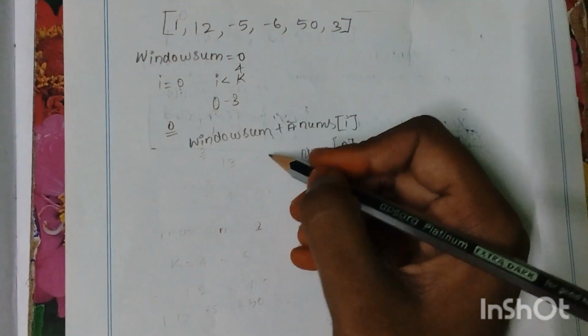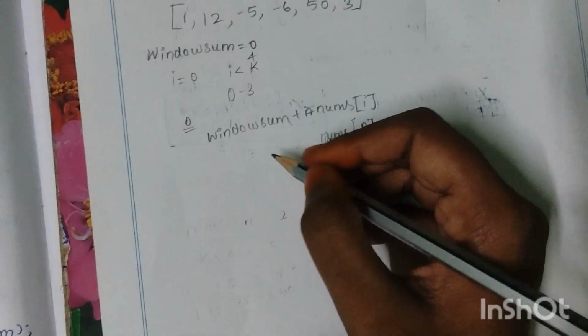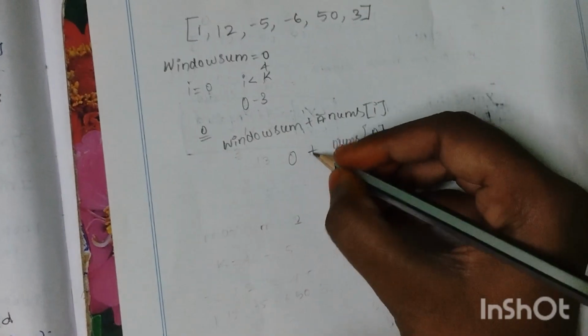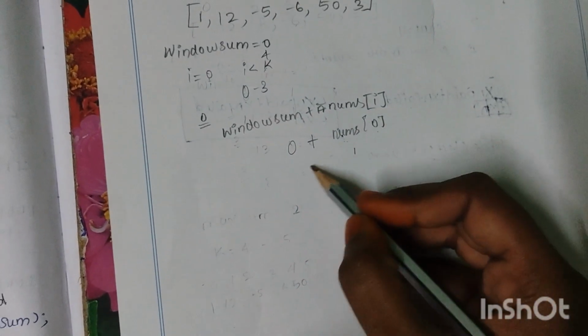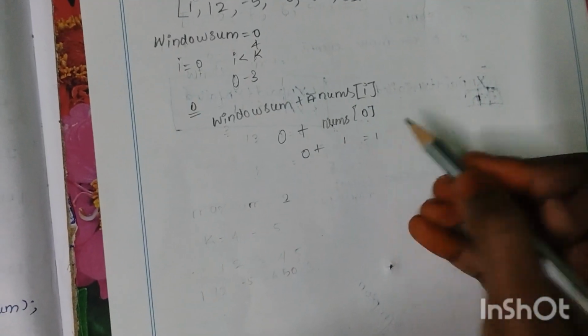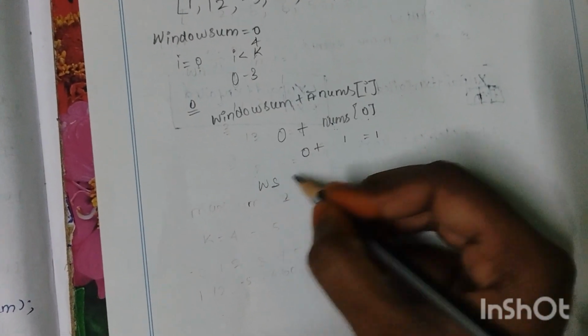Nums of 0. So already window sum is equal to 0 plus nums of 0. Nums of 0 is what? 1. So 0 plus 1 is equal to 1. This is our current window sum.